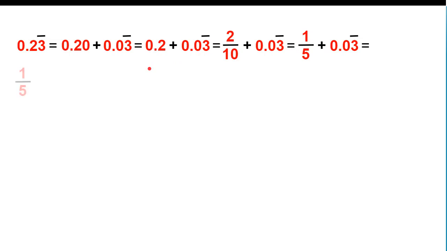Now we'll write it in the following way, and we'll use a trick here. We'll multiply this recurring decimal by 10 and divide it by 10.